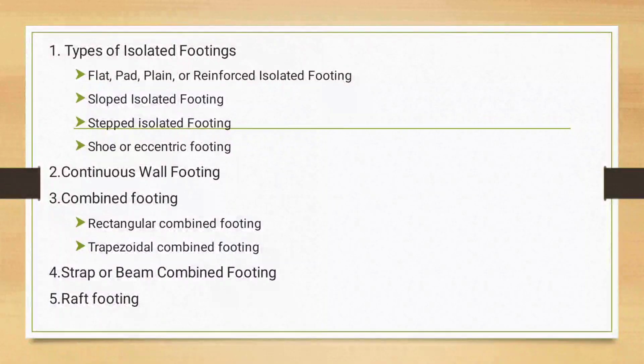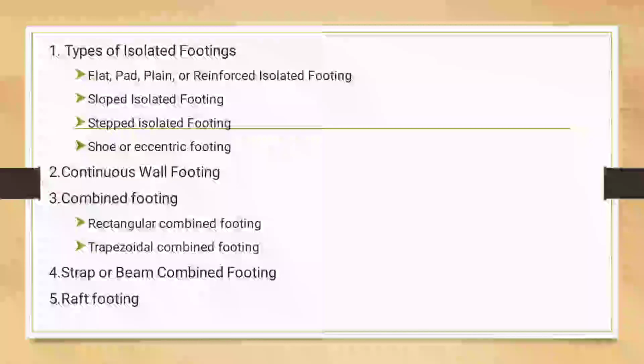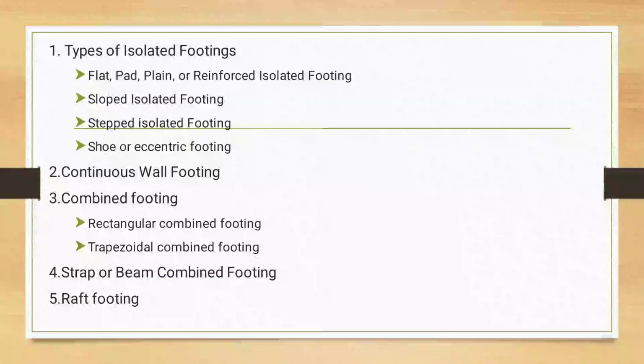Third one is combined footing. In combined footing there are two types, rectangular combined footing and trapezoidal combined footing. And next one is strap or beam combined footing, and last one is raft footing, that is raft or mat footing. So first one is flat, pad, plain or reinforced isolated footing.